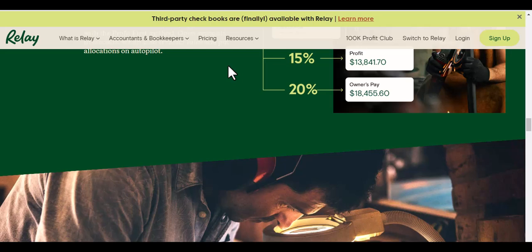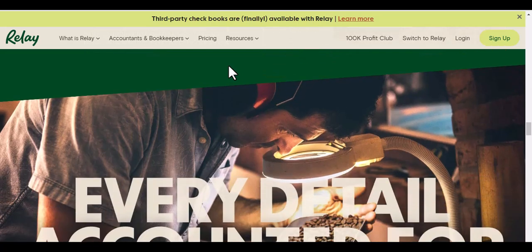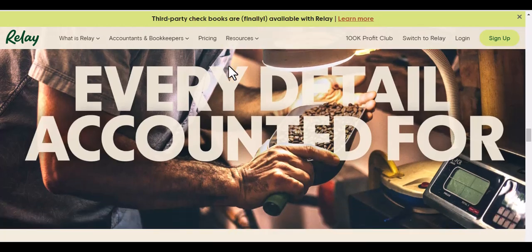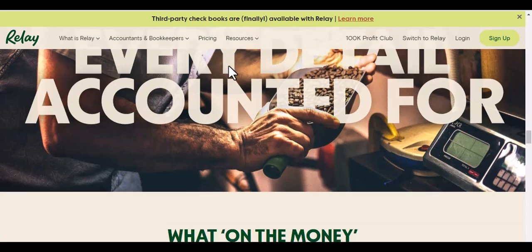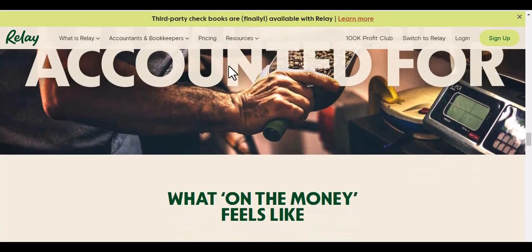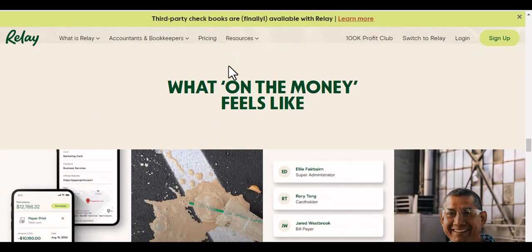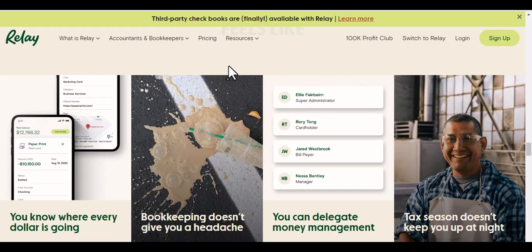Factors that can affect the time it takes for a relay bank transfer to reflect. There are a number of factors that can affect the time it takes for a relay bank transfer to reflect. These factors include the type of relay bank transfer that is being used. There are two types of relay bank transfers, domestic and international. Domestic relay bank transfers typically take 1 to 3 business days to reflect. International relay bank transfers typically take 3 to 7 business days to reflect.